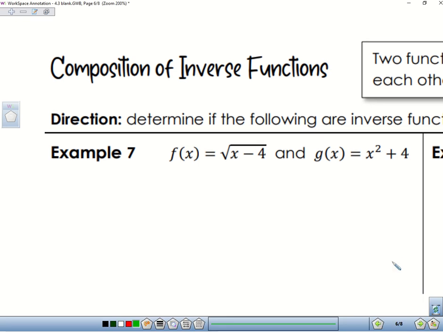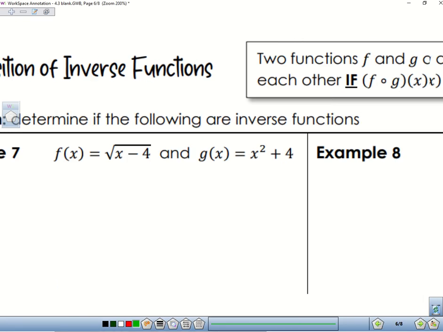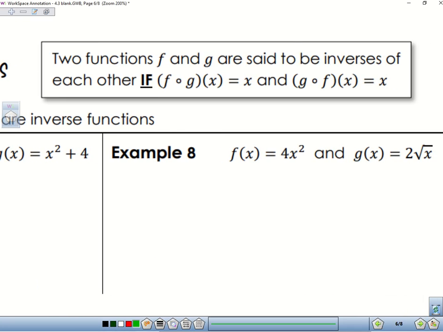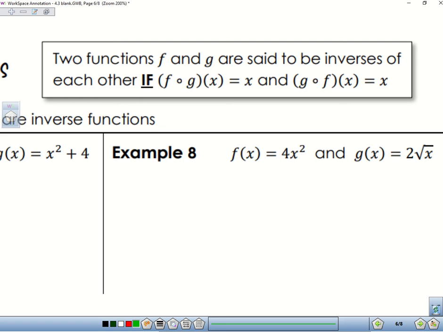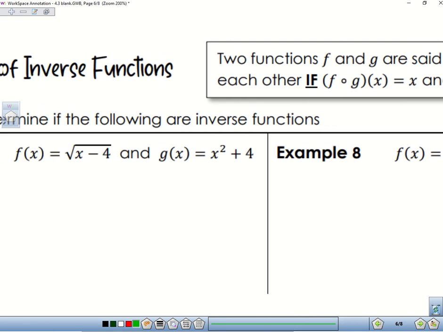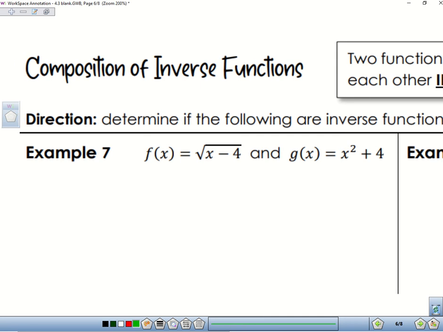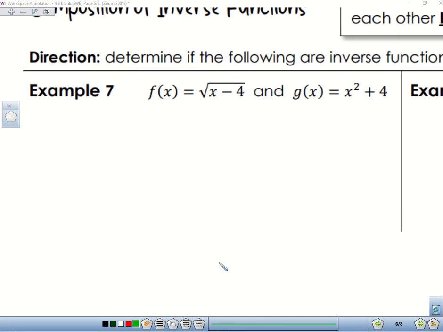Okay. Next one, we're going to talk about the composition of inverse functions. So the rule is two functions, f and g, are said to be inverses of each other if f of g is equal to x and g of f is equal to x. So basically, you guys remember how we were doing compositions on Monday? So we can compose these functions, and if the answer comes out to be x, they must be inverses of each other. Okay? If we compose them and both come out to be x, they must be inverses.